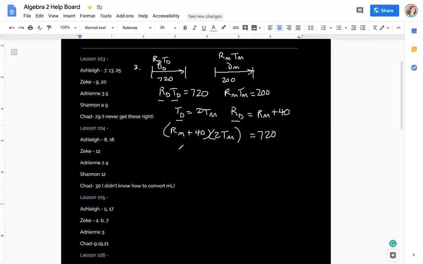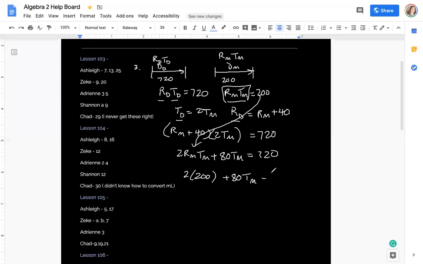And we distribute this through, we're going to get 2RM TM, and you'll notice that's right up here, plus 80 TM equals 720. So we're going to take this RM TM, it's equal to 200, so we're going to put that in right there. So we get 2 times 200 plus 80 T sub M equals 720. And we just do our little rearranging and all that, and we can solve it from there. So you can just take it from there, right? You're going to get 400 plus 80 TM equals 720, et cetera, subtract the 400, divide by 80, and you have it. Okay, so that's 3.